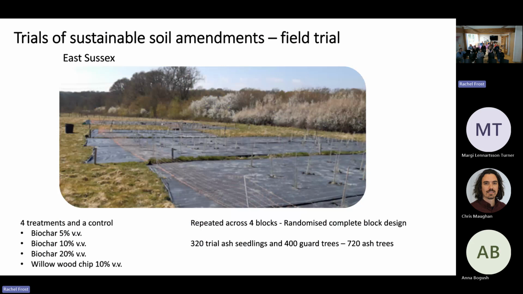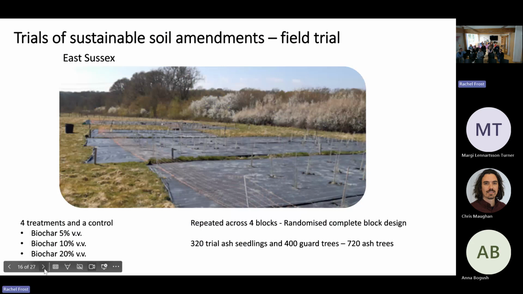So a total of 720 trees were planted, and these were gathered in, you can just about see the woodland in the background, and they came from 3 different locations within the woods. So they had a different provenance, so they're likely to have been living for the first few years of their life with different conditions. So that was the field trial.